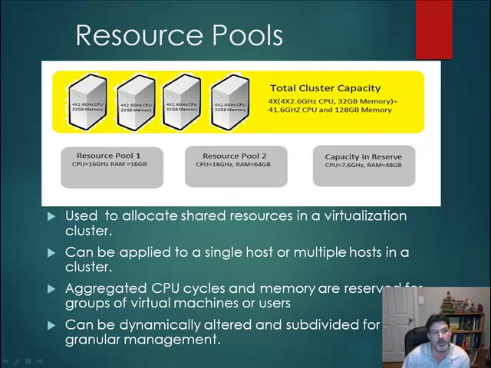In this particular example here, I have two resource pools. I have a maximum capacity of 41.6 gigahertz and 128 gigabytes of memory. My two resource pools combined still leave me with a capacity in reserve of 7.6 gigahertz and 48 gigs of RAM. Meanwhile, it doesn't matter if those pools consist of multiple physical boxes of the total cluster or a single box, I know that I have those resources reserved in a sense for each of those pools.